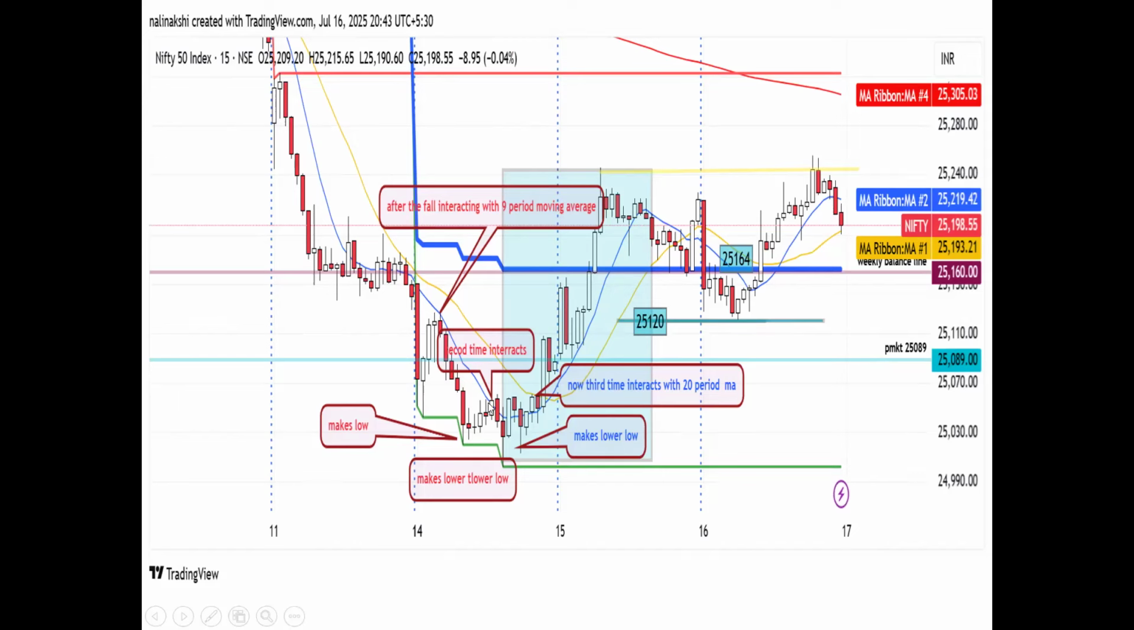You can see there, it interacted with the 9-period moving average. Where you can see the difference over here. It just touched the moving average. Then it has popped above the moving average. You can see the candle close above the moving average. And not only close, actually the body has to come above the moving average.